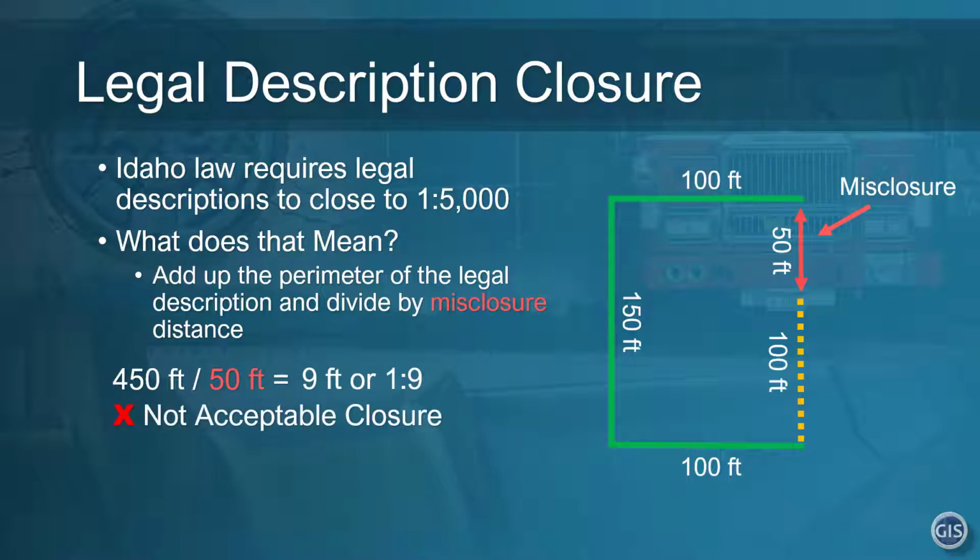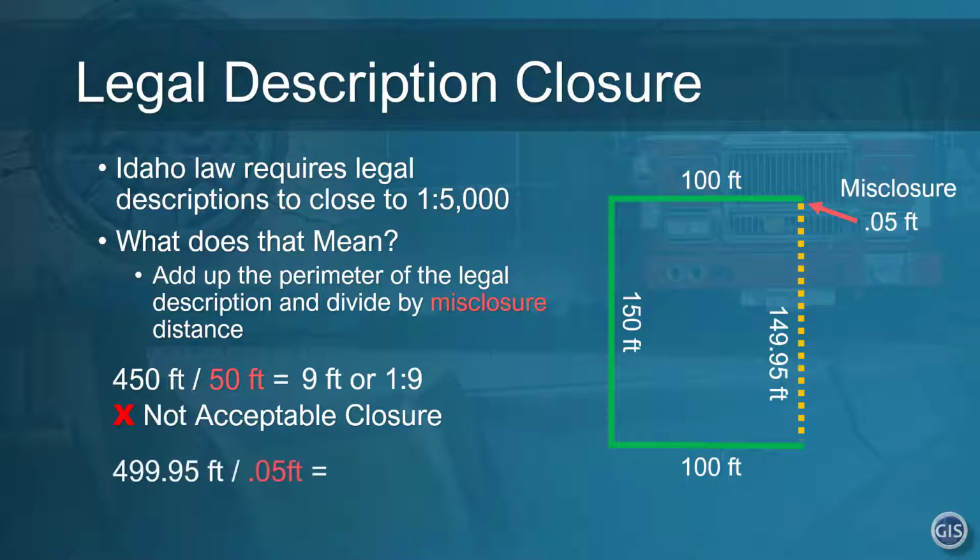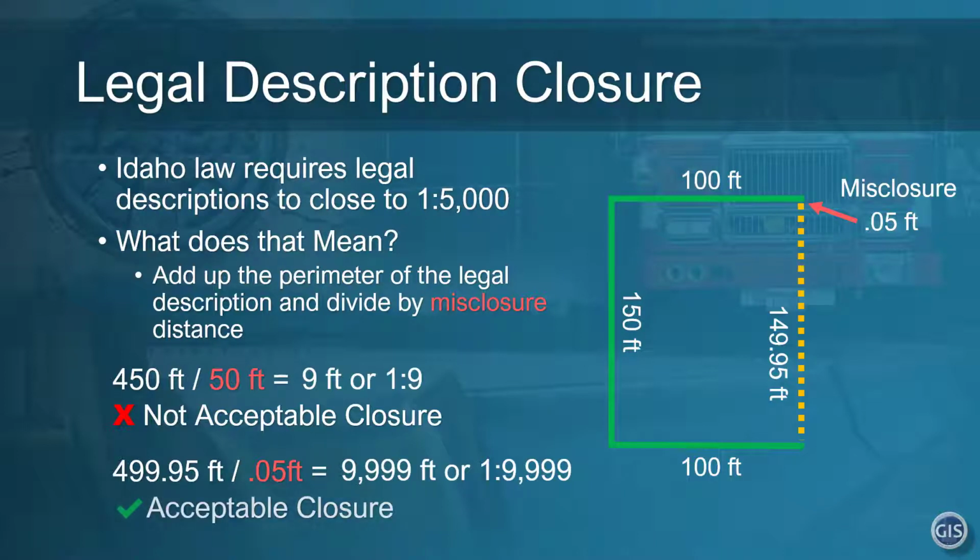Now let's fix this problem. Let's say we were able to get the surveyor to change the last call so that it is 149.95 feet. With this new measurement, the misclosure is 0.05 feet. Let's do the calculation. The perimeter is now 499.95 feet, and we divide that by the misclosure of 0.05 feet. We get 9,999 feet, or 1 part in 9,999. This is acceptable closure.